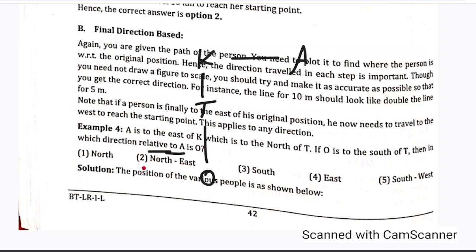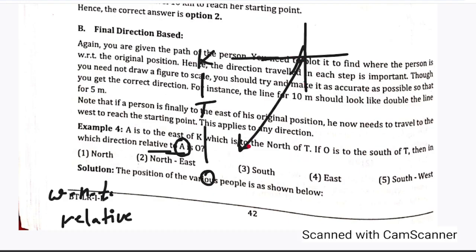Now, when they say relative to A, with respect to, that is a very important phrase. Whatever alphabet you have after this, related to A, make your plus sign at A, and now see where O is. This is south, this is west. The answer is going to be southwest. Answer is done.